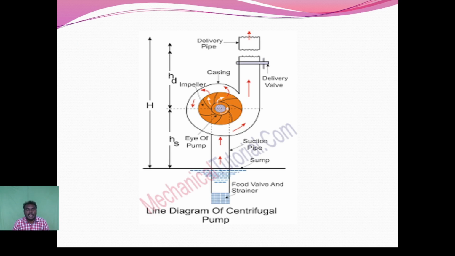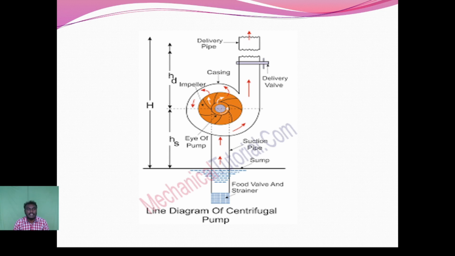This is a line diagram of a centrifugal pump. Overall, the construction consists of the suction pipe, impeller, casing, eye of the pump, delivery pipe and delivery valve. In this case, we have two heads, suction head and delivery head. What is suction head? The height between the sump and the center of the impeller is known as suction head. The one more head is delivery head, the vertical height between the eye of the impeller to the delivery pipe. This is known as delivery head.